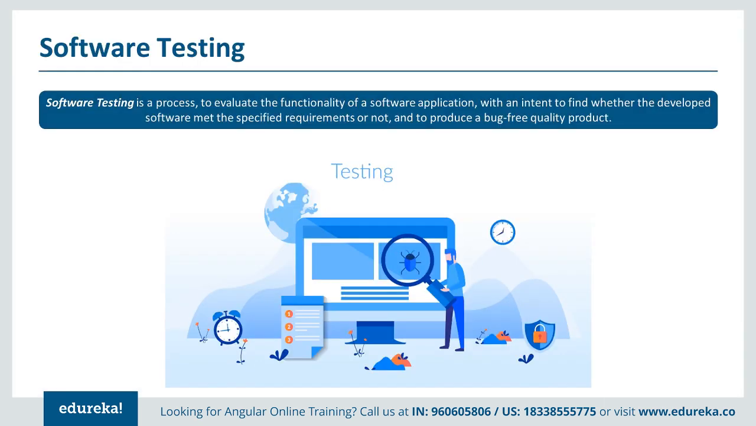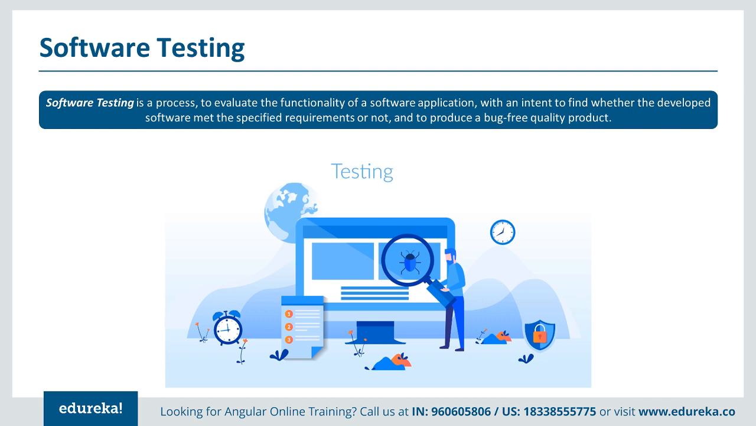Software testing. Why do we need to do a software test? Software testing is a process to evaluate the functionality of a software application with an intent to find whether the developed software met the specified requirements or not, and to produce a bug-free quality product. So what is our goal? We have to deliver a product with all the features without any bugs, a quality product.